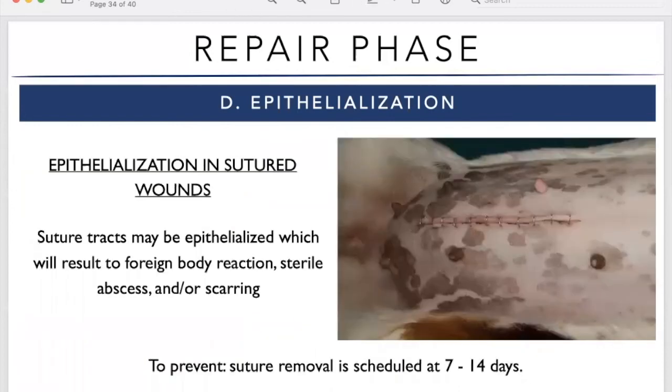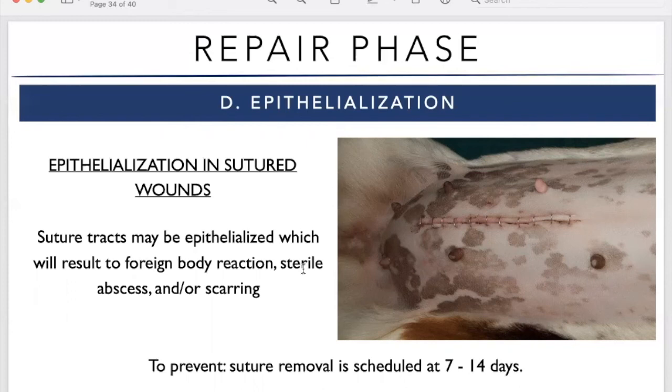Okay. Now, in suture wounds, remember, or with the staplers, right? Suture tracts may be epithelialized, okay? Meaning there could be the formation of the basement membrane or epithelial tissue through yung dinaanan ng suture mo, okay? So, you don't want that because the body would detect, oh, this is something different. This is not normally in the body, the suture, okay? And this could cause the inflammatory cells to be activated. They will attack that, and that will cause infection and inflammation, right?